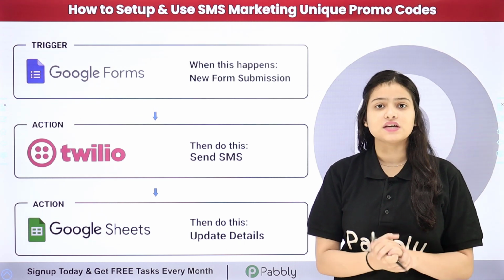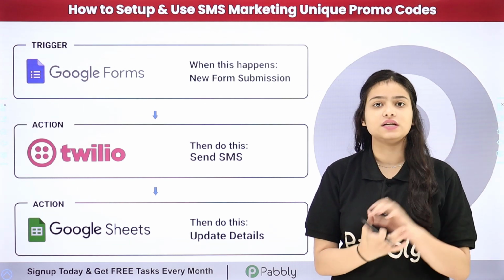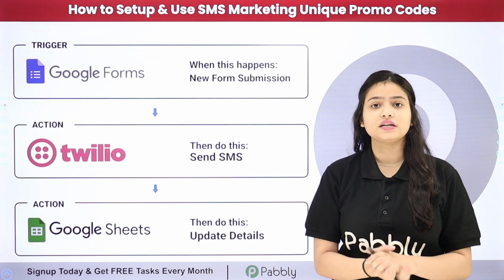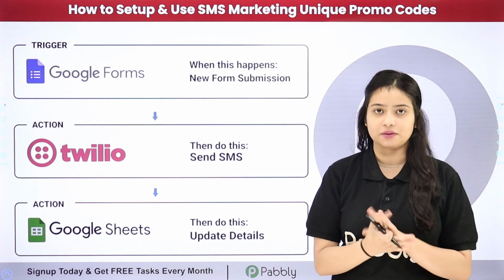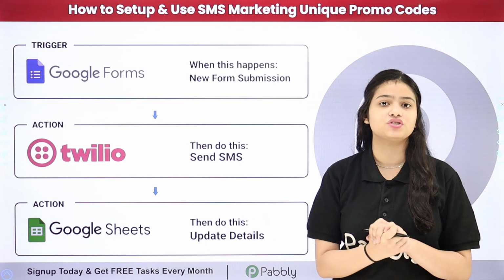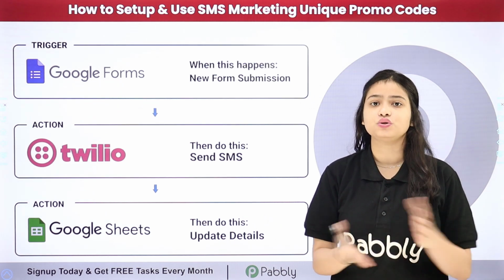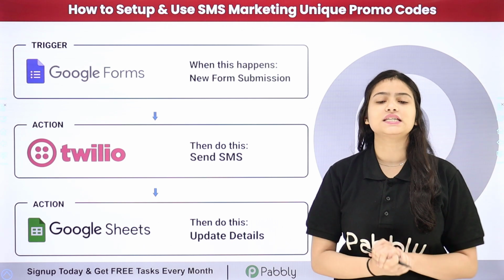So I want that as soon as a client submits this form along with the details of their appointment, a unique promo code related to the discount offer should automatically be sent to that same person on SMS through Twilio. So how are we going to automate this entire process?